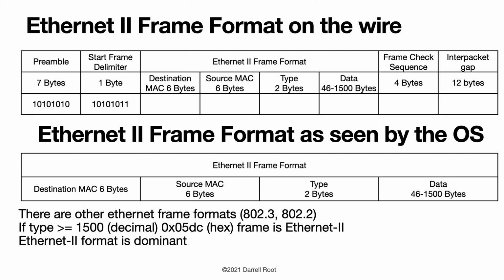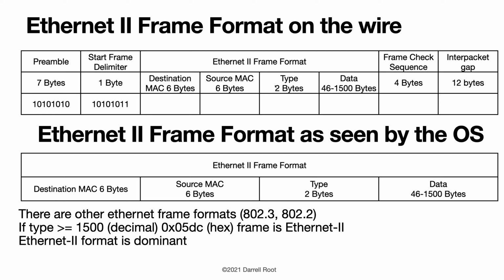Inside the frame itself, which is what the network interface card will pass up to the host, is the destination MAC address, which is 6 bytes, 48 bits. The source MAC address, 6 bytes, 48 bits. The type, which in the Ethernet 2 frame format tells what type of data is encapsulated in the Ethernet 2 frame. And then the data itself can be from 46 to 1500 bytes. And if the data you want to send is smaller than that, then it will add a little bit of padding so that each Ethernet frame has a minimum size.